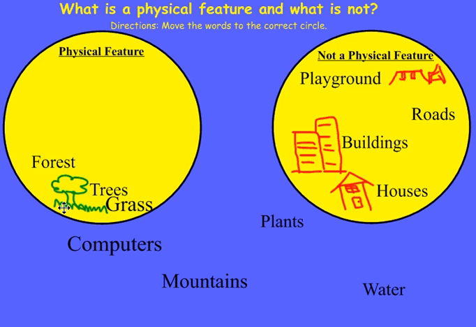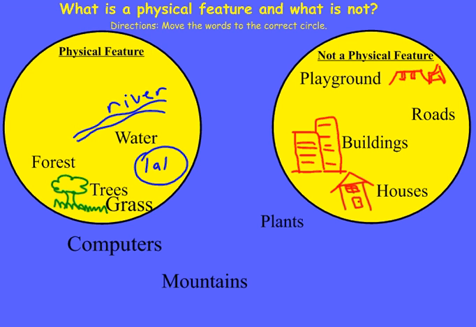Well, let's look at the last four words we have here. I have water. I assume they mean bodies of water, lakes and rivers. Those are all going to be physical features. I'm going to put river, maybe a big lake. Can you think of another physical feature? Oh, that's a great one. I'm going to put the ocean, a huge body of water.